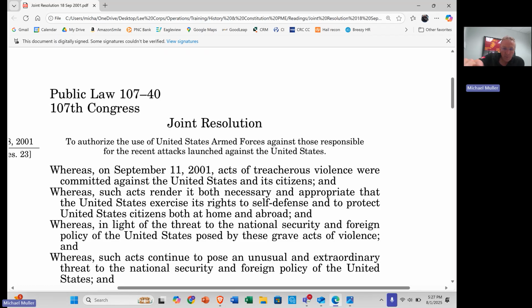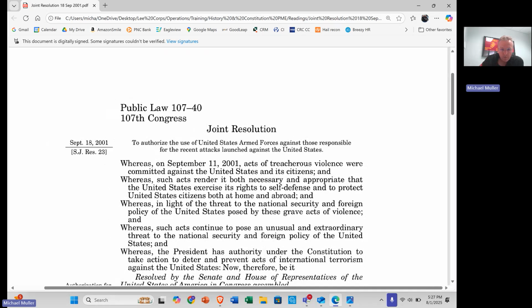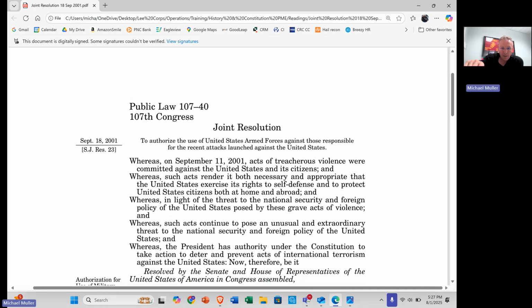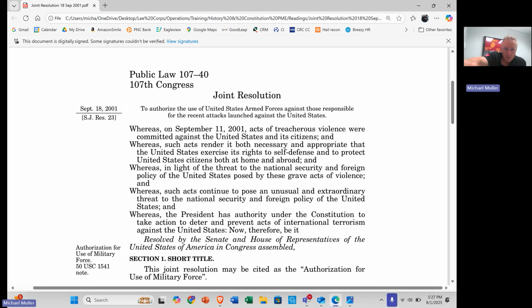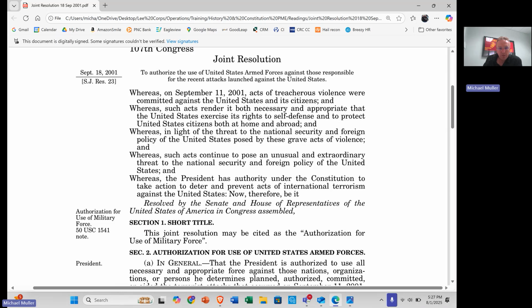And whereas in light of the threat to the national security and foreign policy of the United States posed by these grave acts of violence, and whereas such acts continue to pose unusual and extraordinary threats, whereas the president has authority under the Constitution to take action to deter and prevent acts of international terrorism against the United States, that I disagree with because that's not in the Constitution. It's in the War Powers Act, different.